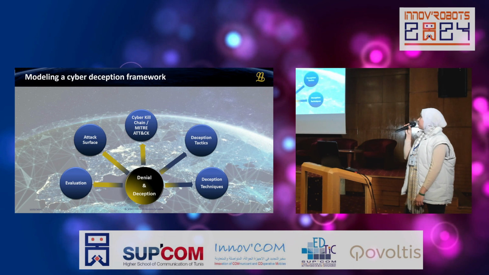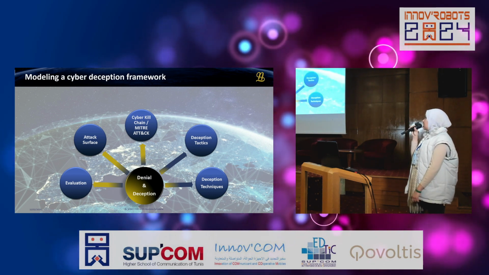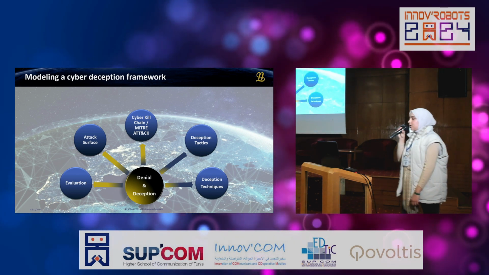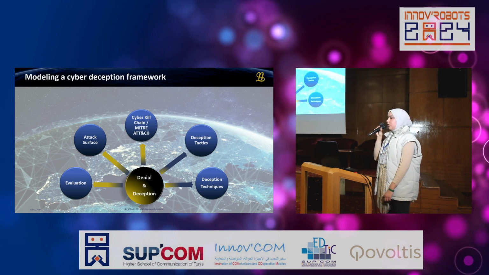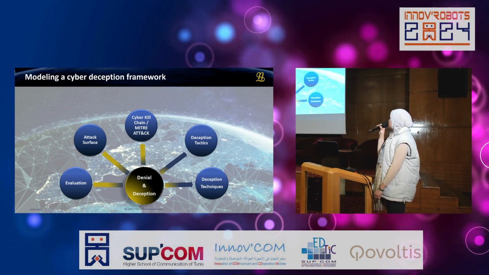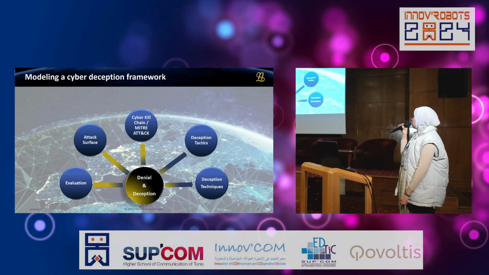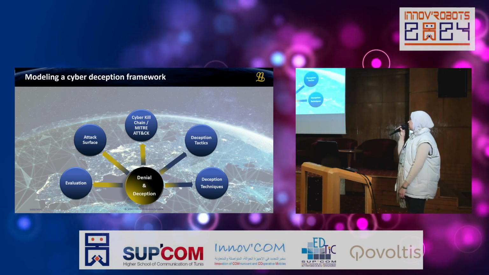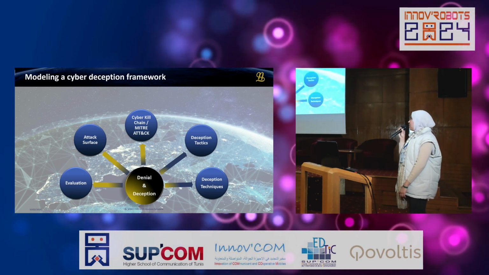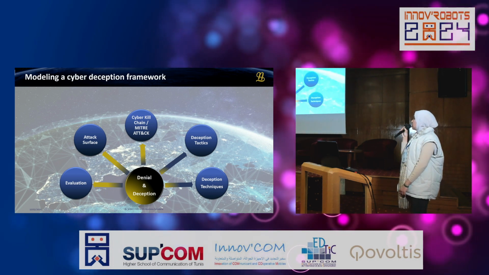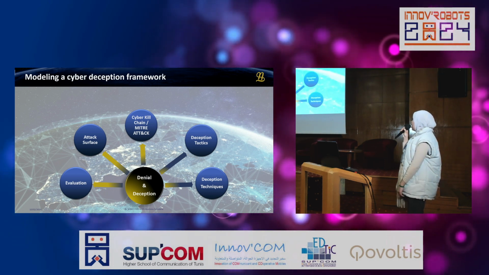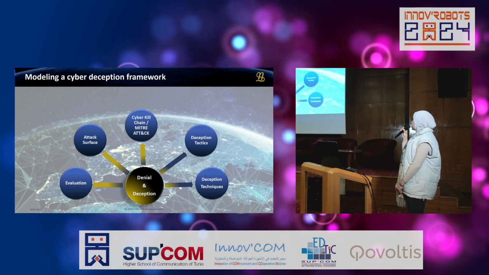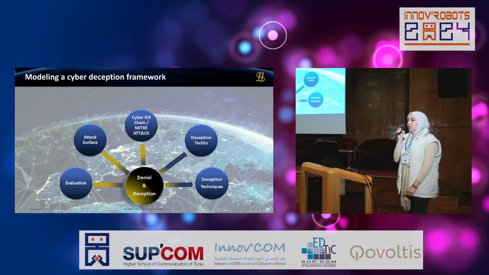Then, to have a good cyber deception framework, we need to base it on these 5 key points. First of all, we need to identify our attack surface. The denial and deception solution will also need to better understand the attacker. So here we can refer to the cyber kill chain or the MITRE ATT&CK framework to define which category of attackers we can deal with. After that, we need to fix our deception tactics. We need to fix our deception techniques, and then to make the evaluation.